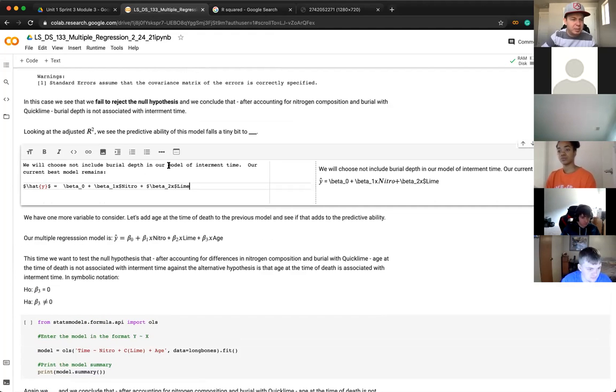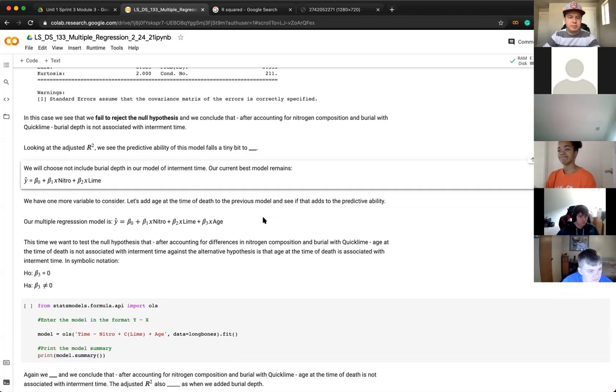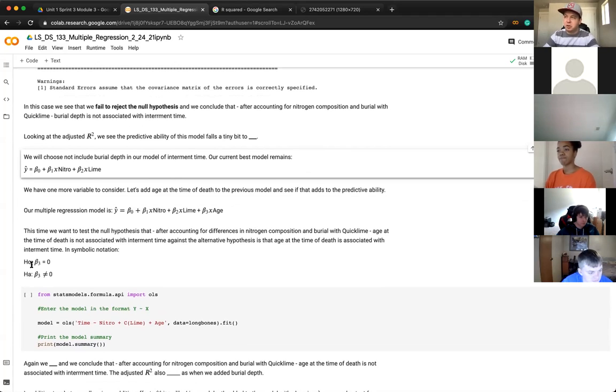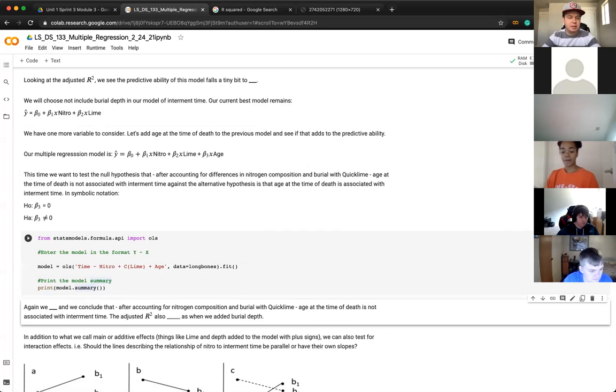That really got messed up somehow. Oh, I'm missing a couple of dollar signs here around my betas. So this is still our best model. Okay. Let's try one more. Let's try including age. Okay. That's going to be our new beta 3, right? Because we're not including burial depth anymore. Okay. So let's add age on and see what happens now.